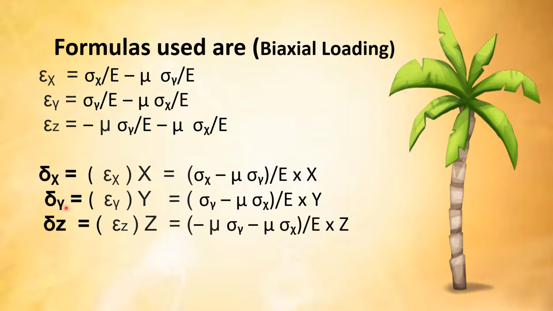Similarly, change in y direction, delta y will be epsilon y into y. Substituting the value of epsilon y, that will be bracket open sigma y minus mu sigma x bracket close divided by E into y. Here in this formula I have taken 1 upon E common and then substituted the values of epsilon. Now change in z direction, delta z will be equal to epsilon z into z, which is equal to bracket open minus mu sigma y minus mu sigma x bracket close divided by E into z.